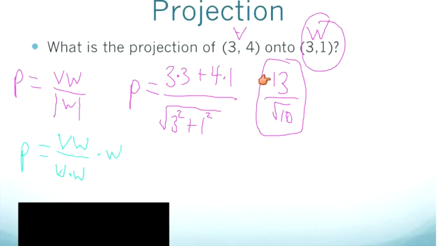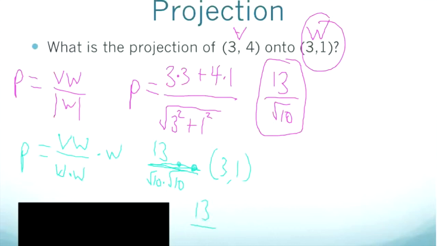So our VW on top we found was 13. Our W, by the time we found the magnitude, we got it to be square root of 10. So I'm going to say square root of 10 times square root of 10, because on the bottom it's W times W, W times W. Now over here, this last W that they use, and they don't do a very good job of explaining this in the online lesson, this last W is your actual coordinate here. Because this is going to be the value of our projection, and then we're going to multiply that by the vector. So here's where we're going to put in our 3, 1.